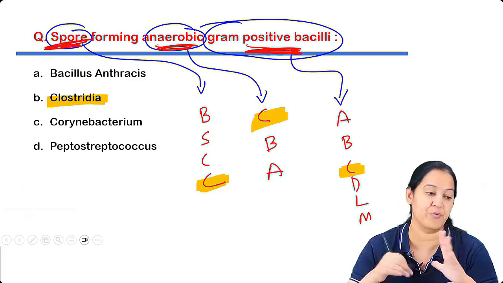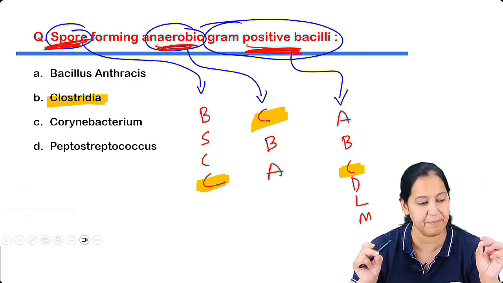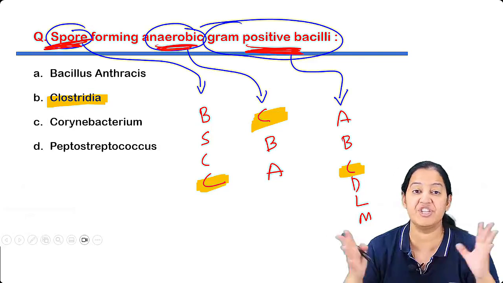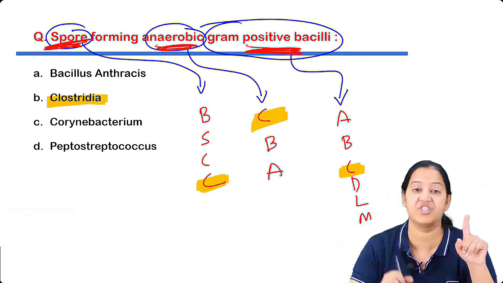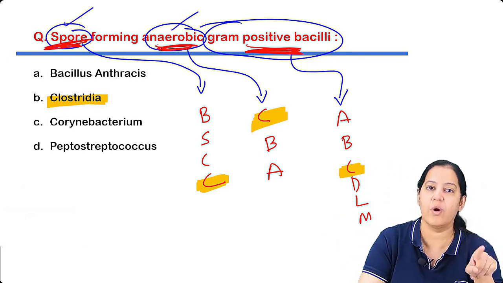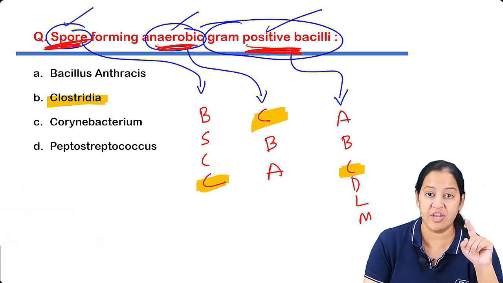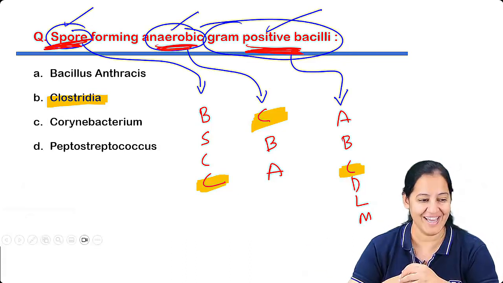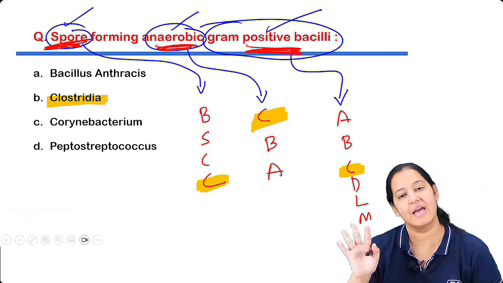This is how we have to approach this question. The question is simple, yet the examiner has checked many things. With one small question, I checked whether you know spore forming, anaerobic, gram positive bacilli, and whether you can find the common. So the correct answer is Clostridia.